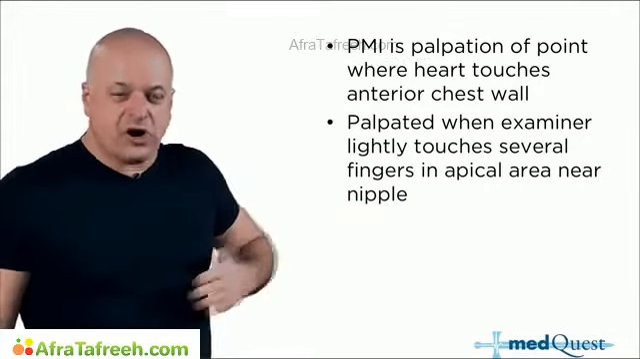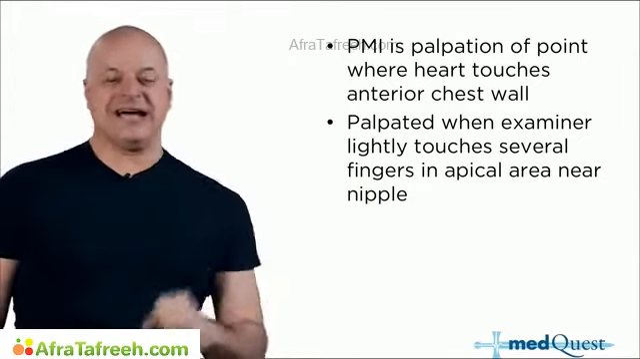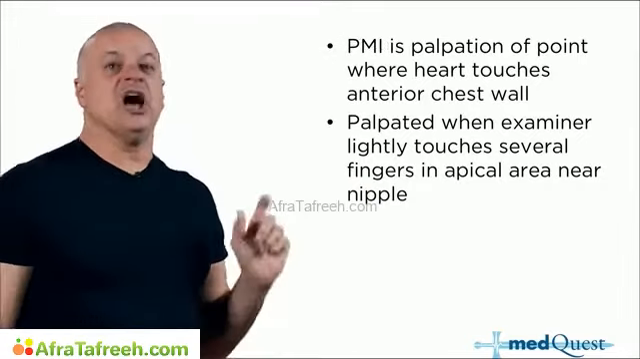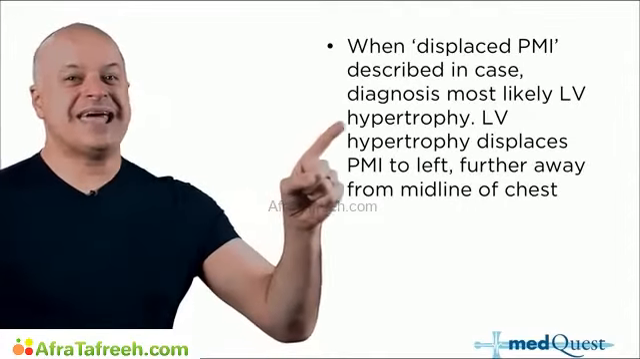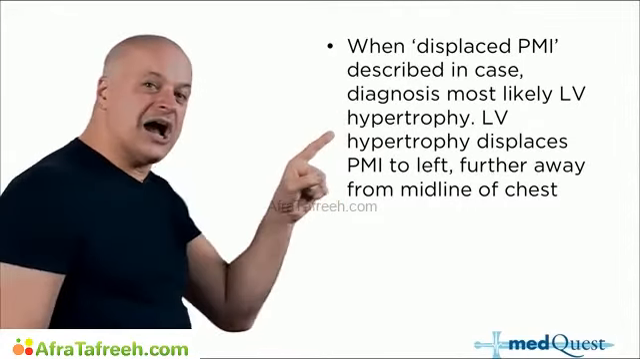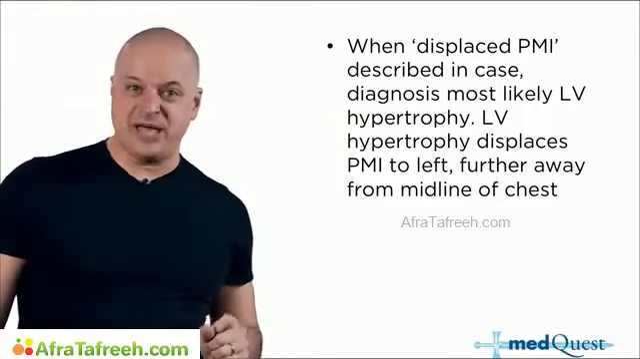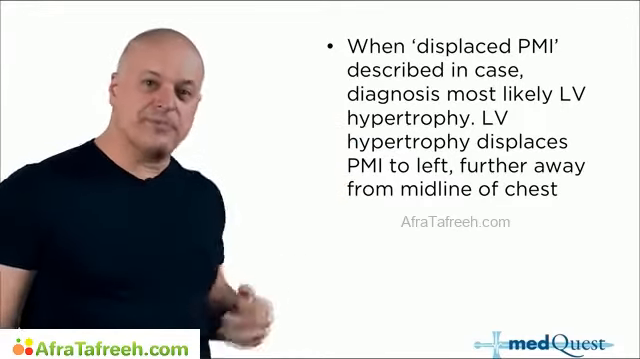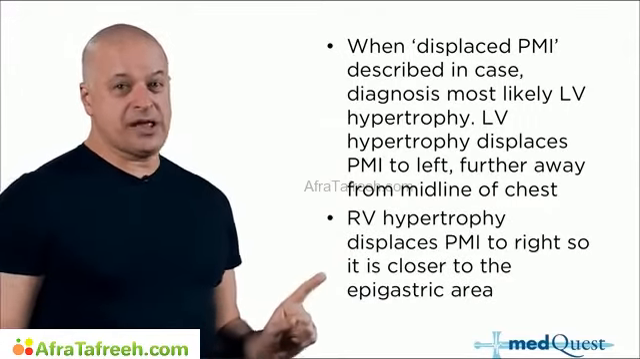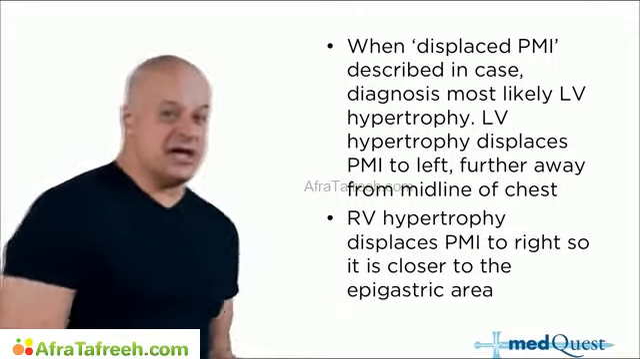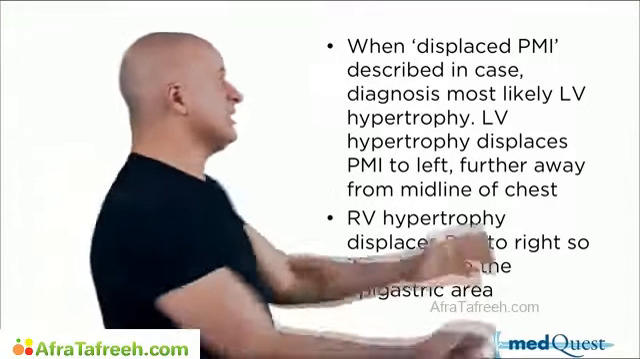Point of maximum impulse is something you feel, as the heart hits the chest. It's a palpatory sign of cardiomegaly. We use it to say that you have left ventricular hypertrophy, and we use it to test your knowledge of anatomy. With a displaced point of maximum impulse, I feel it in a different spot. Right ventricular hypertrophy displaces the PMI to the right. Left ventricular hypertrophy displaces it to the left.